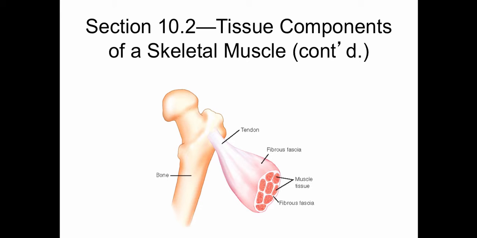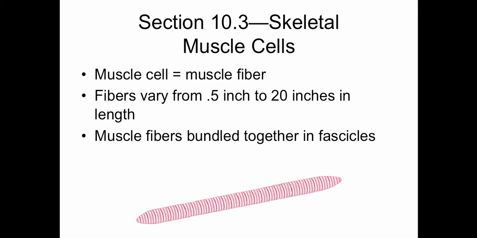This is a cross-section of a muscle attached via its tendon to a bone. It contains both muscle tissue and fibrous fascial tissue. This fibrous fascial tissue provides the framework in which the muscle does its work. A muscle cell is the same thing as a muscle fiber. These fibers may vary from a ½ inch to 20 inches in length, and these muscle fibers are bundled together in what we call fascicles.